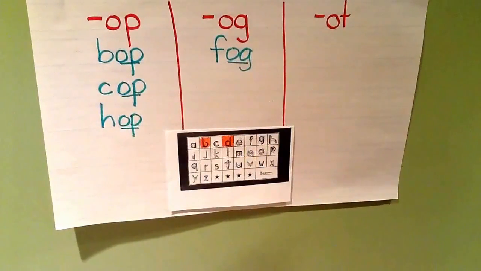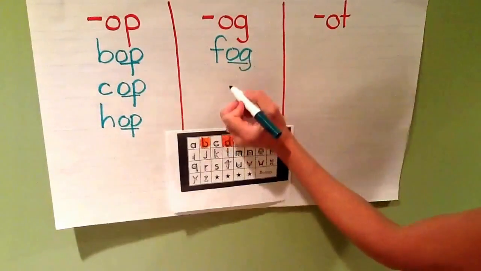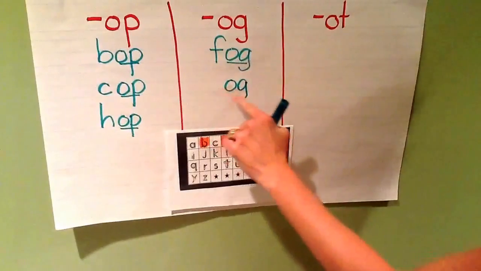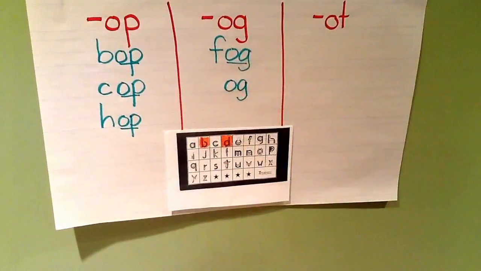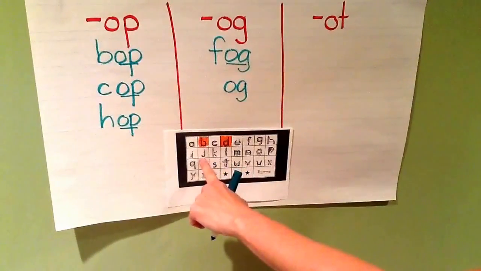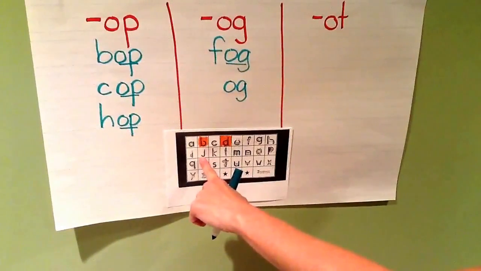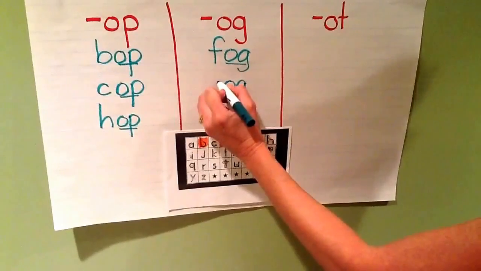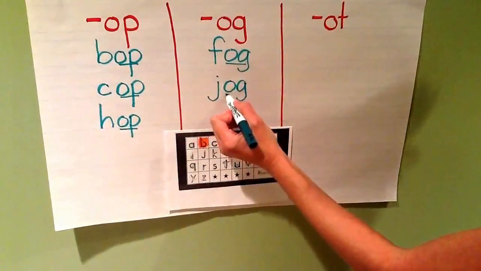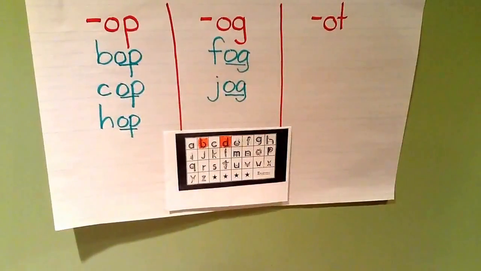Let's think of another one. Do you see another letter we could add? I'm going to write the word og, and that will help us, won't it? By writing that, let's think of a consonant we can add at the beginning. What if we add the letter J? Jog. Is that a real word? It is, isn't it? Jog. So in jog, og is our word family.